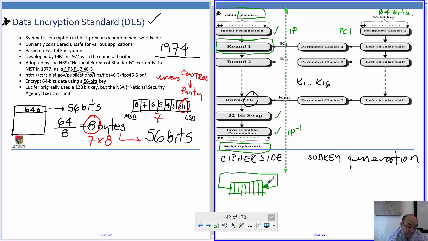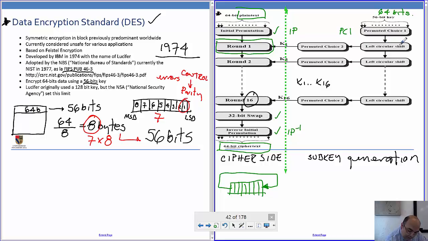So, how many bits are we going to shift? It depends on the number of the round. We're going to have a schedule, and depending on which round we are in, that's the number of bits we are going to shift to the left. Sometimes one, sometimes two, sometimes none. Okay? And we will do that a lot of times.